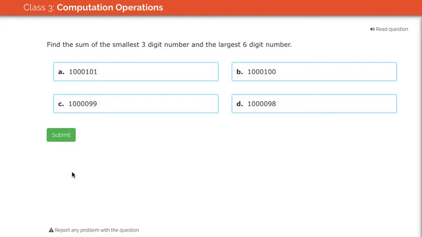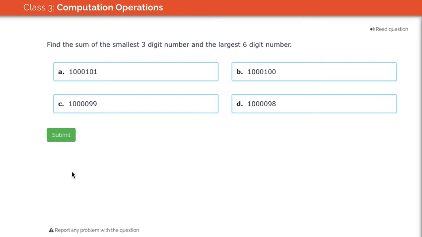Find the sum of the smallest 3-digit number and the largest 6-digit number. So sum means addition. You have to add these two numbers. So the largest 6-digit number is 9 6 times, plus the smallest 3-digit number, which is 100.